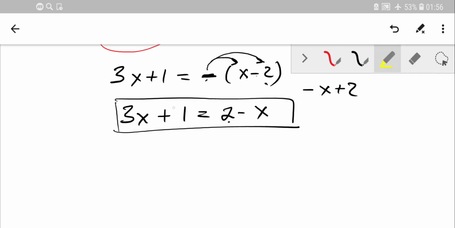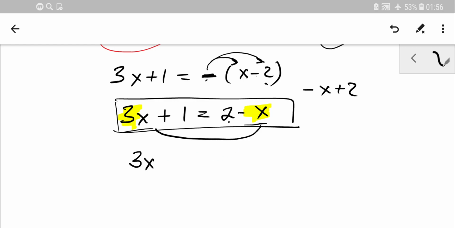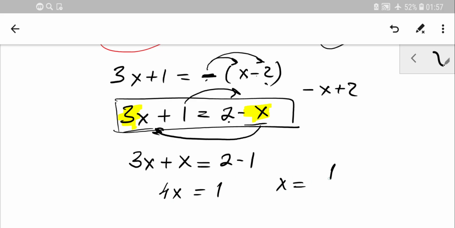So next step is just to collect similar terms. Similar terms, we have x and we transfer it to the left side. This negative x will get 3x plus x equals to, then we take a number, +1, we transfer, we'll get -1 instead. So we get 4x equals 1 and x is just 1/4. So all 1/4. That's the final result.